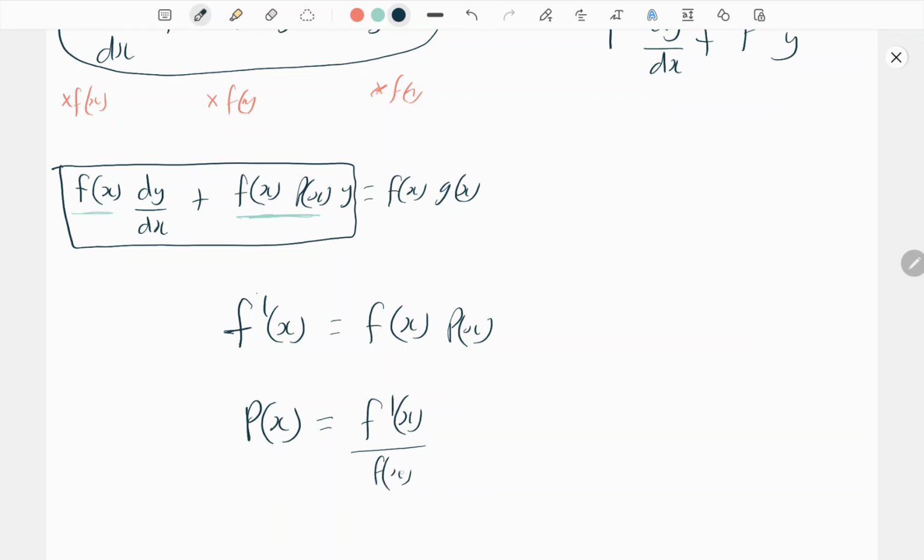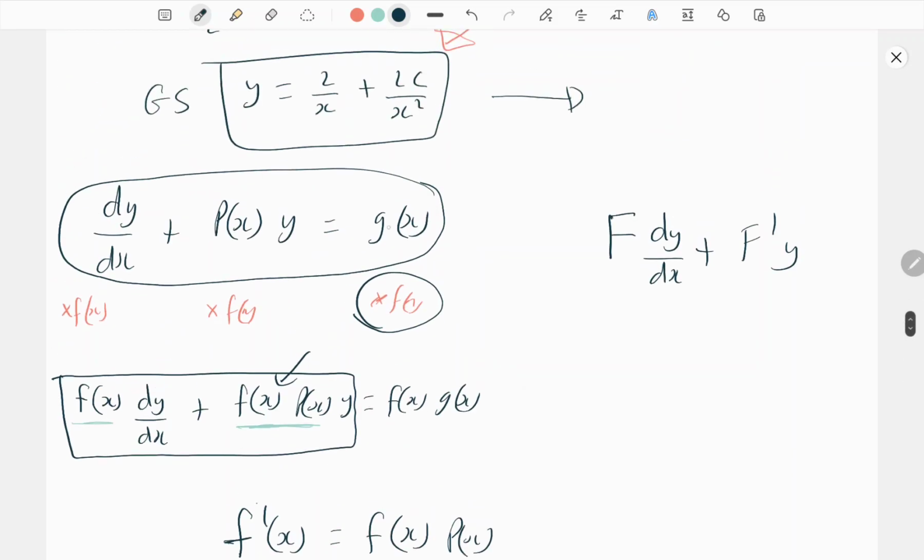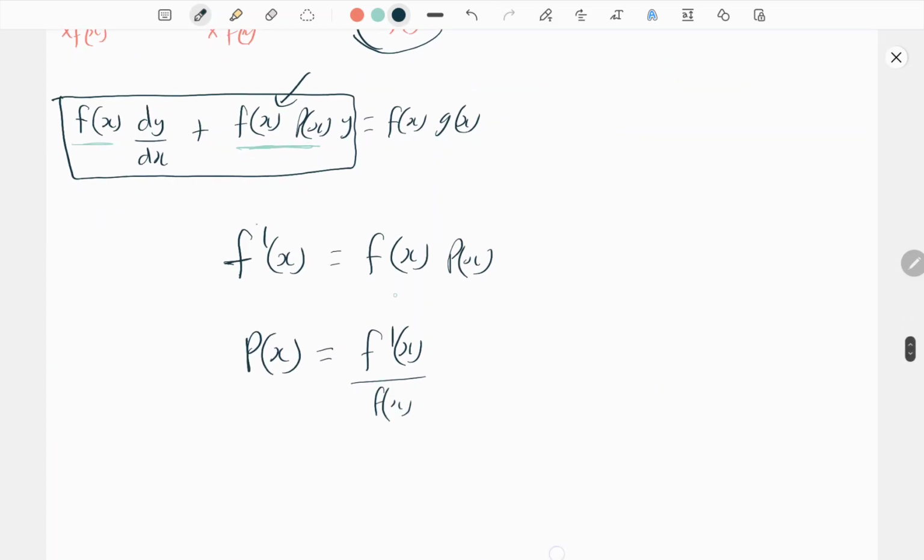What we're trying to do is find out what this f of x function needs to be, the function we multiply by, to make this into the form in which you can use the product rule in reverse. That's what we're trying to find. So what if we get all the f's onto one side like this, and the problem here is that we've got the derivative of f. How can we get rid of that?